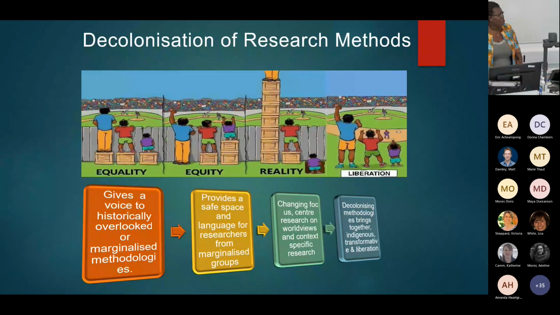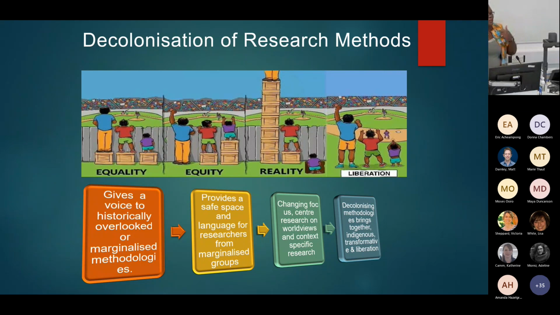So what is research methodology decolonization? I like using visuals. So all my slides are visuals because it tells a story. If you look at all the 4 pictures that I have, the first one is reality. You see the global north, how the research methodologies are high up there. And then the global south is the one that can't even go over the fence. And that is what we are here to look at. The key thing now is that we are changing focus to center research on a worldwide view.